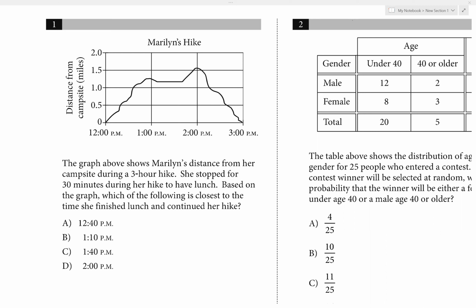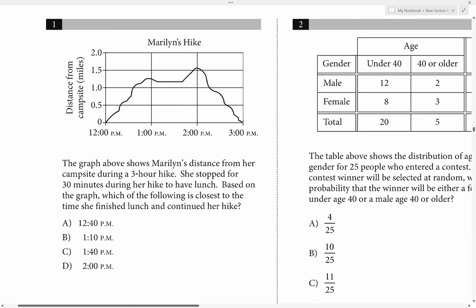So looking at the graph, when she's eating lunch, that means she's staying at the same place and not moving. So during that time period, there shouldn't be any change in distance. Time will go on, but the distance won't change. So we should be seeing a horizontal, flat line during that period, which, if you look at the graph, seems to be right there.